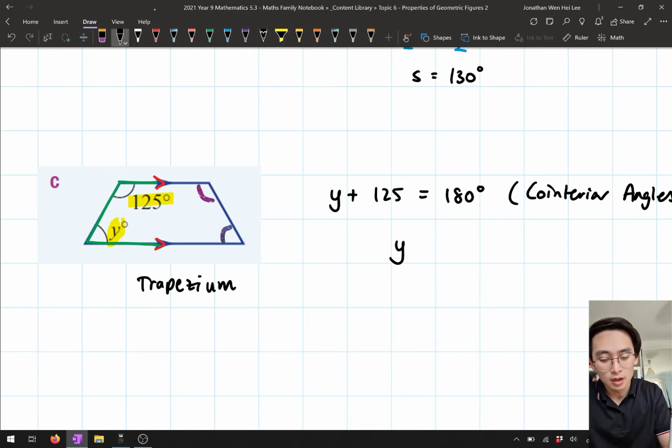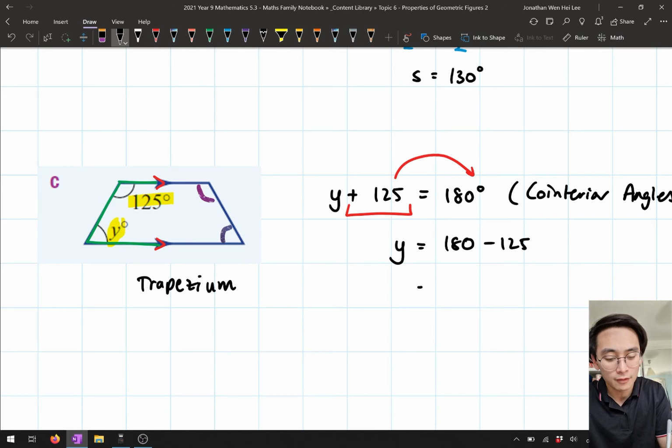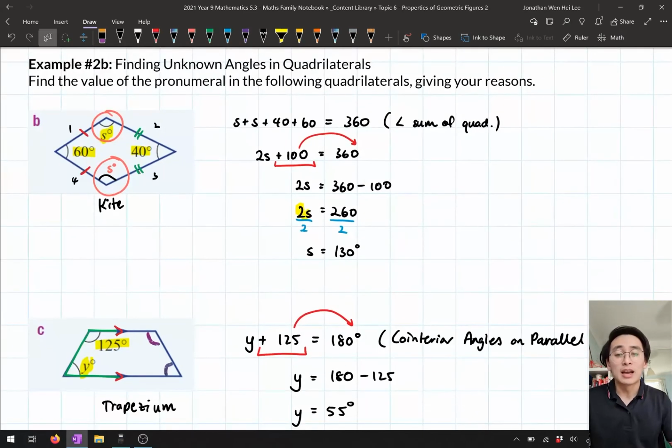And so here, Y is equal to, I'm going to move this plus 125 over to the other side. So it's going to be 180 degrees minus 125. And so Y is going to equal 55 degrees. So that's how we can find the angles in quadrilaterals.